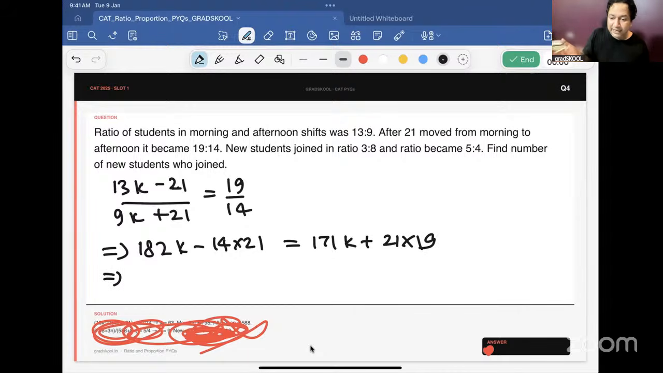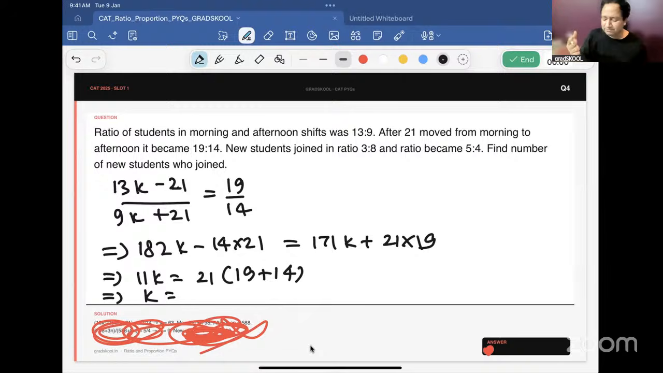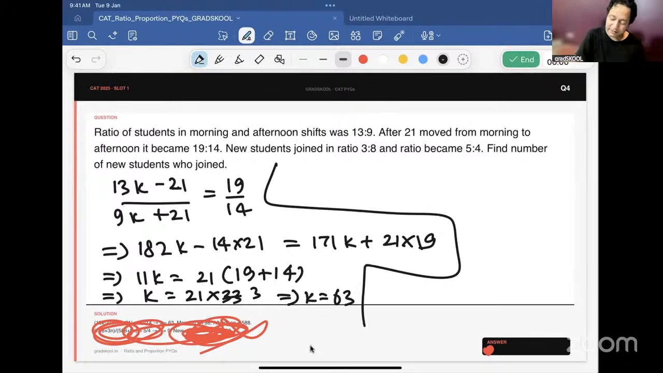So 182K minus 171K is 11K. This will be equal to 21 common into 19 plus 14. See, this is where lies the real mindset, where you don't multiply things out but take them common so that they'll be cancelled out. 21 into 33 and this 11 cancels out. So I got 3 here. So the value of K is 63. The value of K becomes 63. Perfect. Now I know how many people are there.